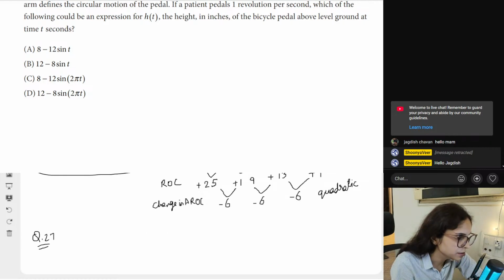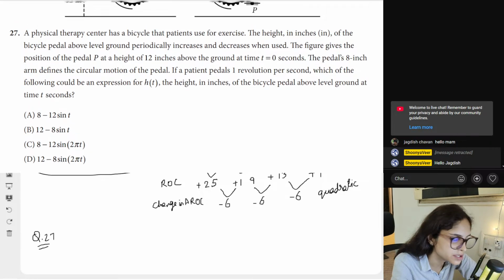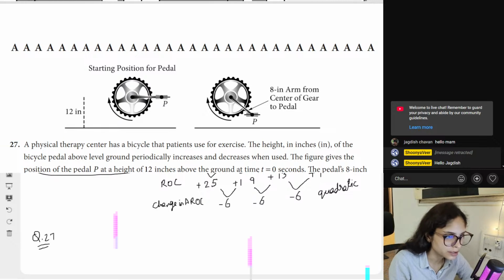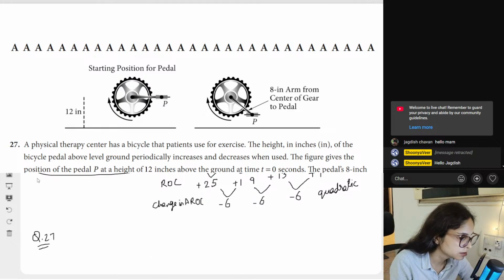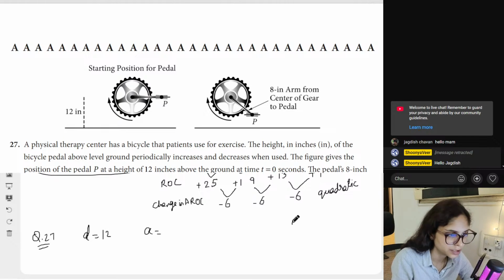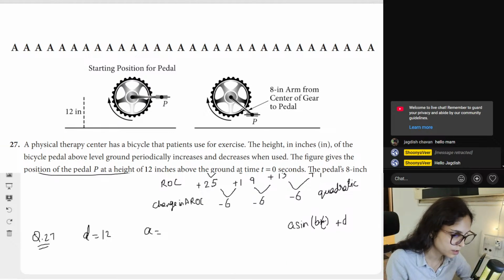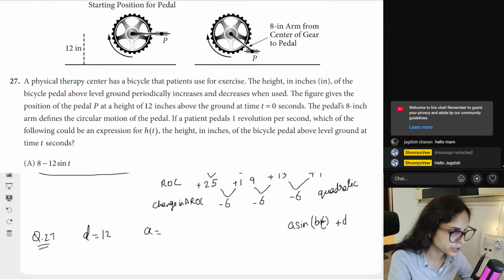So question number 27. All of them are sines, so we do not need to think about everything else. 12 inches above the ground at time t is equal to 0. That means your midline is 12. Your amplitude is because it will be a sine bt plus d, in this case, because you have time t equal to 0. And in the options, you can see there is no phase shift, so we can directly take that.